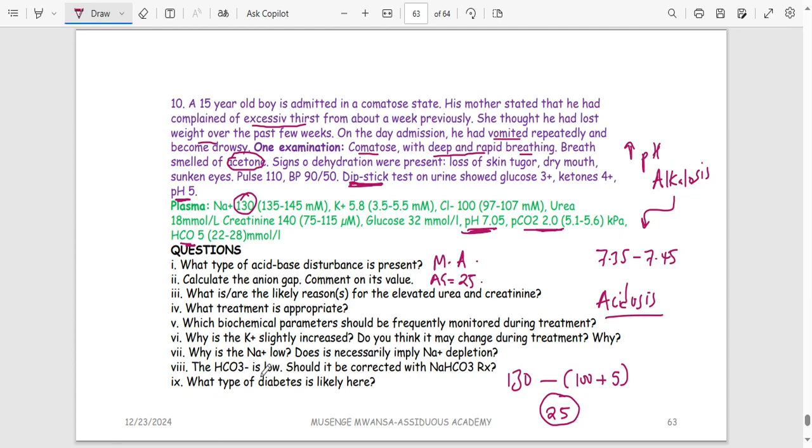The bicarbonate is low. Should it be corrected with sodium bicarbonate? It shouldn't be corrected, because when you give the sodium bicarbonate, it will actually be regenerated with ketone anion metabolism. It's going to regenerate, so it's not really useful. What type of diabetes is likely here? We said this is diabetic ketoacidosis, and diabetic ketoacidosis is a complication of type 1 diabetes. So that's type 1. So basically, that is it with this paper.